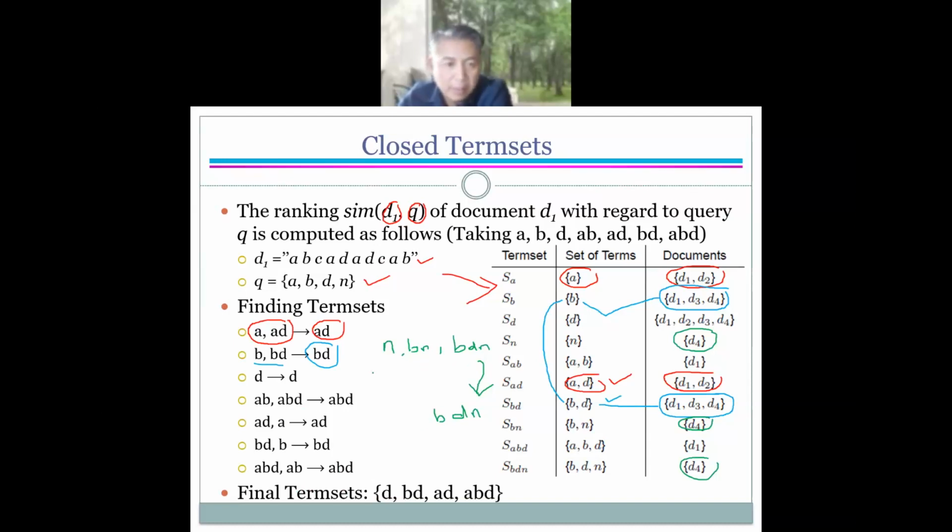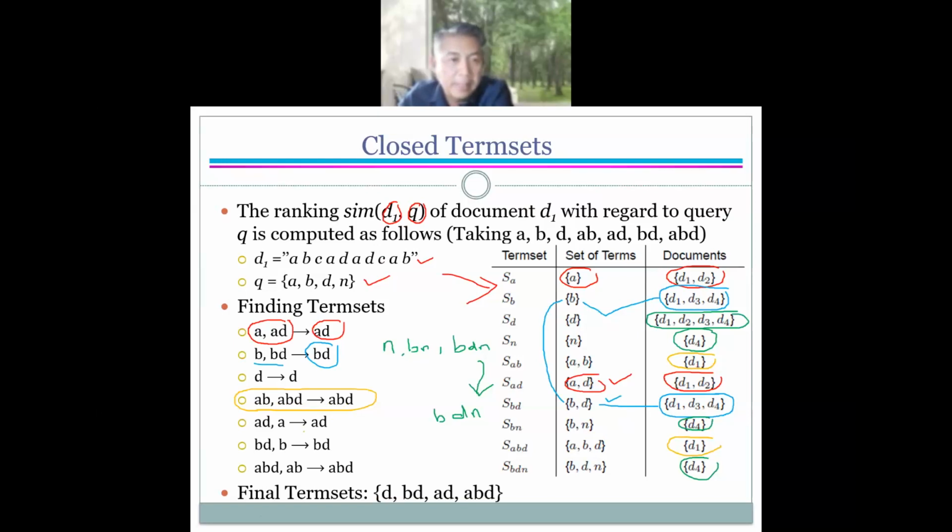Okay, let's take a look at the other one, D. So D, for this one we only have one. So just D to D. And also we have this. Let me change the color. So for D1, we have D1 and D1 here. So basically we have this. So that one is reduced to ABD only.